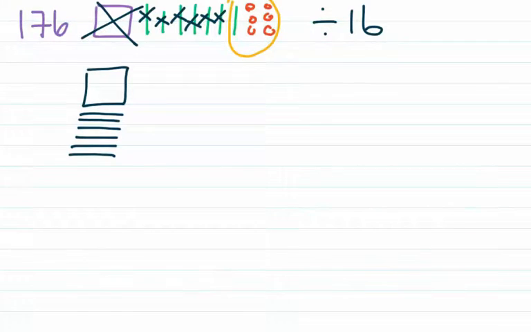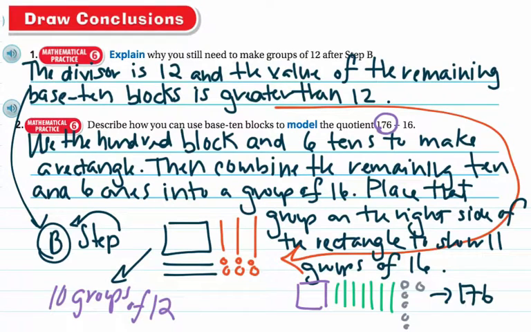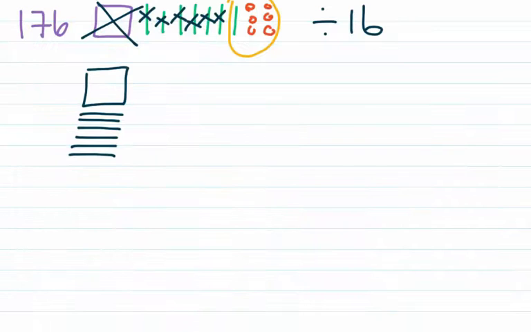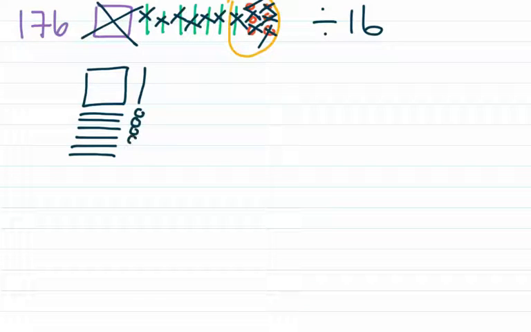If we go back to the problem, we see that it says, then combine the remaining 10 and 6 ones into a group of 16. So let's do that. We cross off the 10, we write it down, and then we cross off the 6 ones. 1, 2, 3, 4, 5, 6.